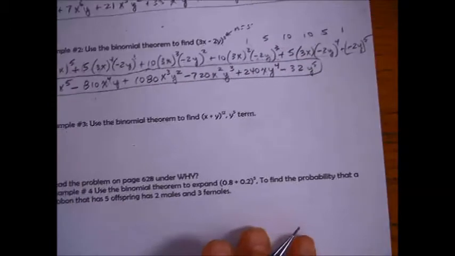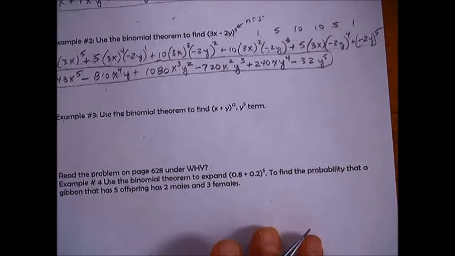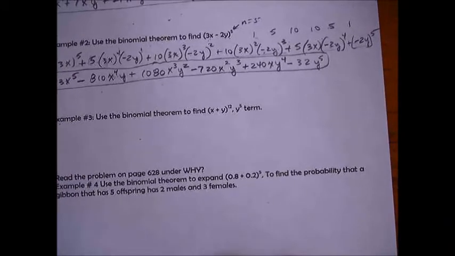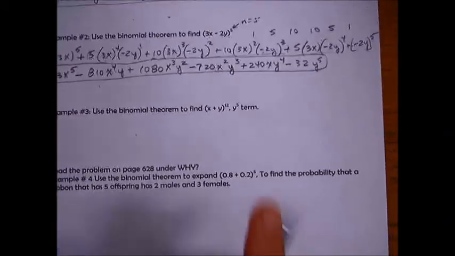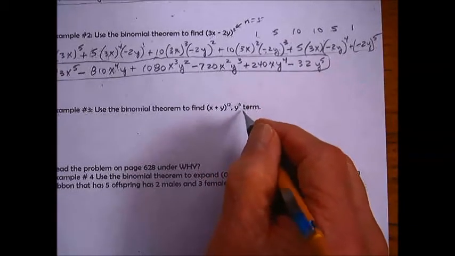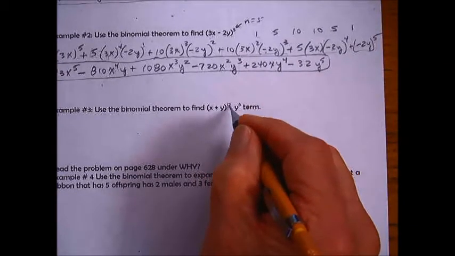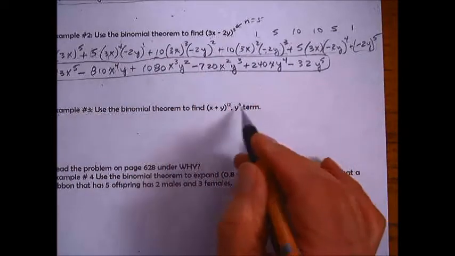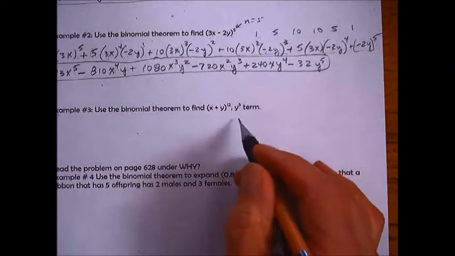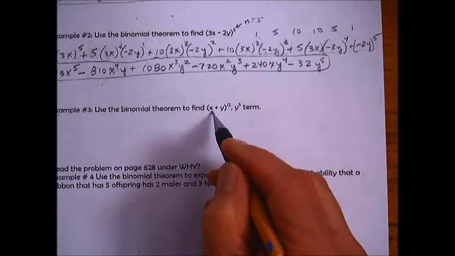Okay, then on this example 3, you're going to have questions where they're going to ask, say, use the binomial theorem to find (x plus y) to the 12th. Find out what term is going to have y to the 5th in it. These are all different kinds of terms. So you're going to need the coefficient, and you're going to need to know it's going to be y to the 5th, but it's going to be x to the what?